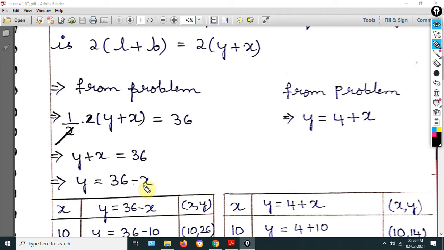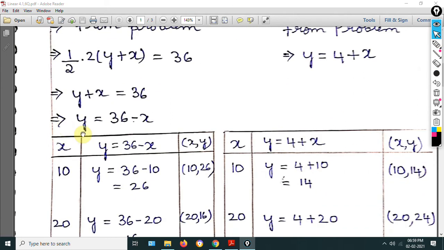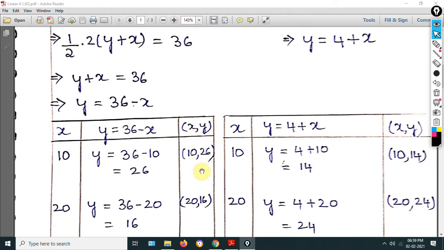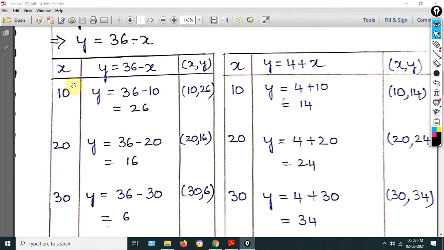Okay. Now what we should do? We should draw the table for this. Why? Because we have to show this graphically, no? So now we are drawing a table. Here we are taking the x value, here y equal to how much we got? 36 minus x, and here x comma y we are writing. Here we can take any value for x. I am taking 10 here. y equal to 36 minus x. How much? 10 we took here. So 36 minus 10 equal to 26.